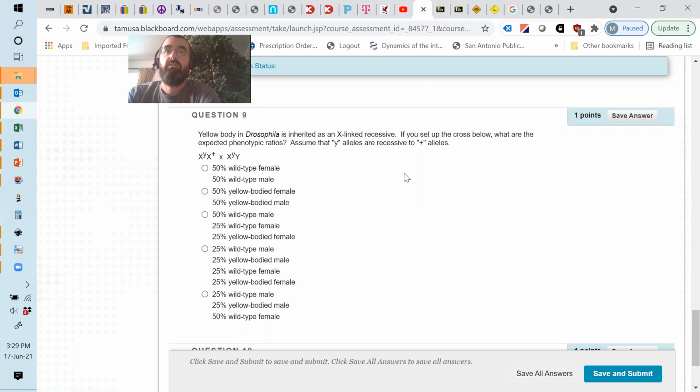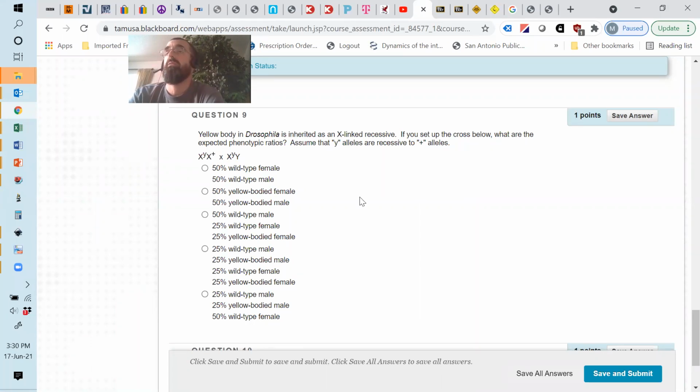Then it wants phenotypic ratios, which is good, because genotypic ratios are going to be a bit weird. And then it tells you the genotypes of the two parents, right? And so one is heterozygous because it has a Y and a plus. The other one is hemizygous male because it just has an X with a Y allele.